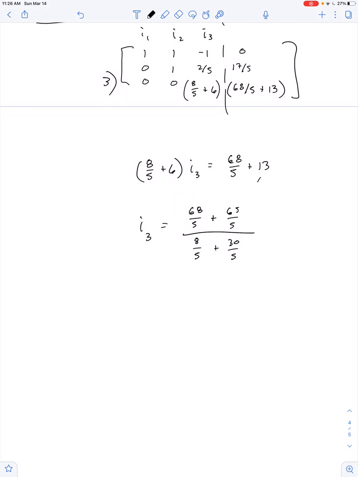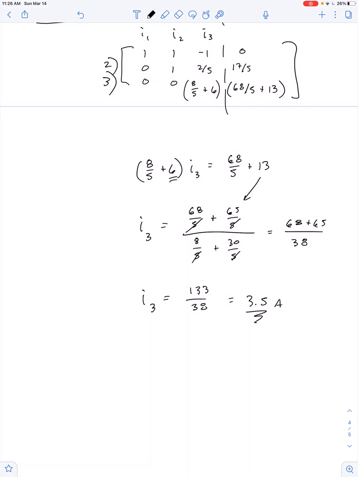Right, I've replaced 13 with 65 fifths. I've replaced 6 with 30 fifths. So this is, oh, and now everything is fifths, so that all cancels out. So 68 plus 65 divided by 38. Oh, I'm going to need a calculator at this point. So I3 is equal to 133/38, which gives us 3.5. Okay, well, that came out to be not quite a whole number, but close.